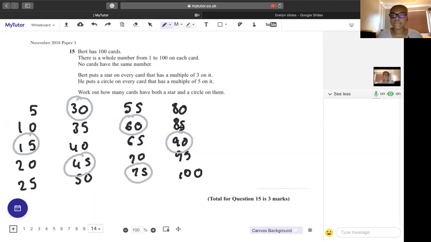The actual question was asking us to work out how many cards have both a star and a circle on them. So how many cards are multiples of 5 and multiples of 3? We've circled 6 numbers here, so 6 would be our answer, because that's how many cards would have a circle and a star on them.